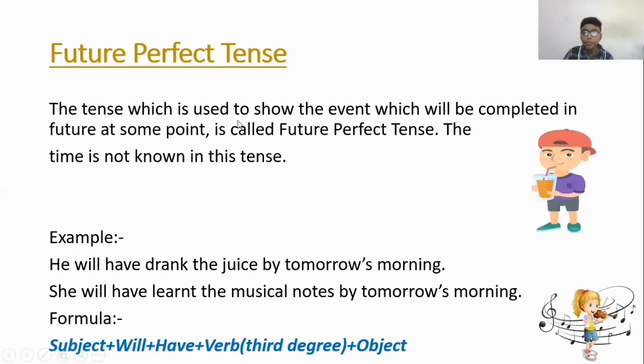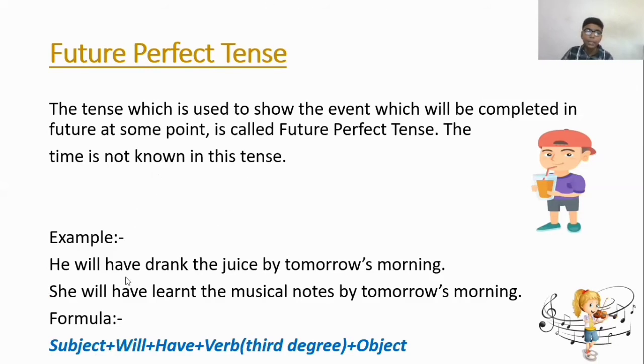Now here some of you might be confused, but don't worry. You can easily understand all these things. The tense which is used to show an event which will be completed in the future at some point is called future perfect tense. The time is not known in this tense. The event which will happen in the future and will also be completed in the future is known as future perfect tense.